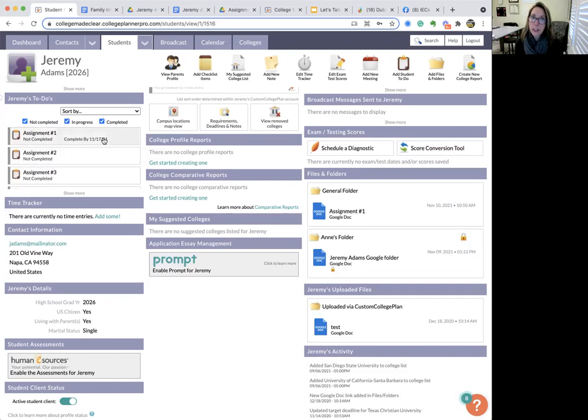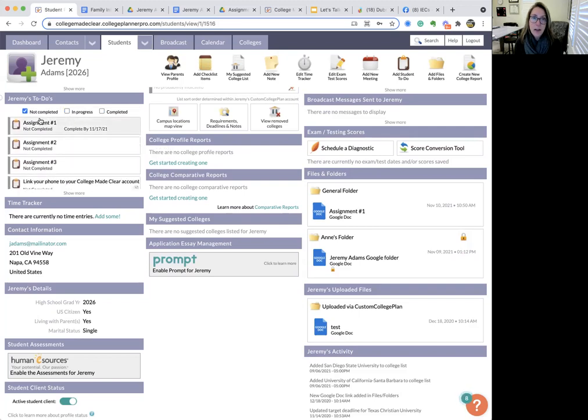I know what they've completed, and I can view this by things that have not been completed yet. So I only see what they have yet to do. It's pretty clear what's yet to be done. And that helps me manage what they're doing.